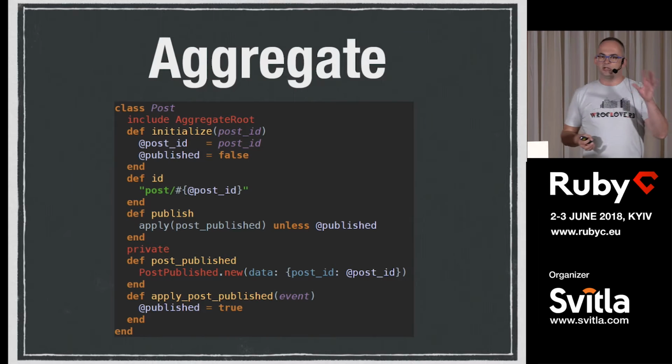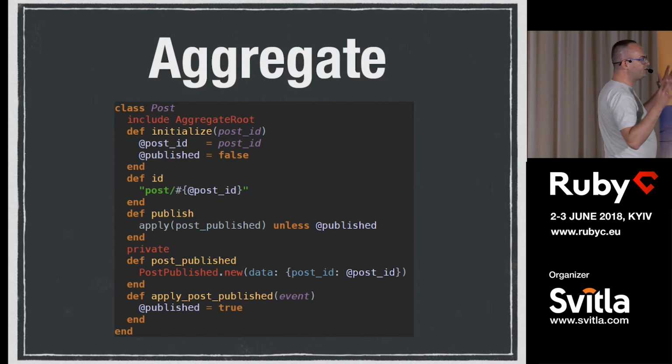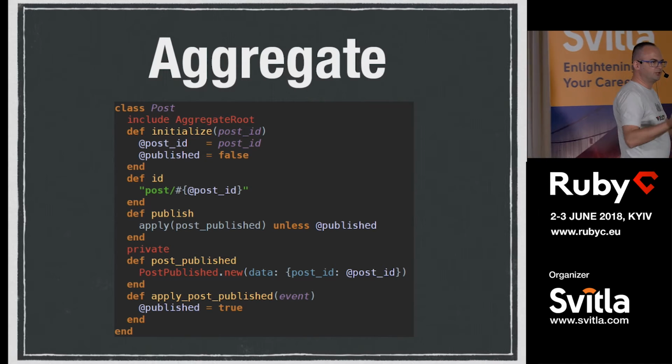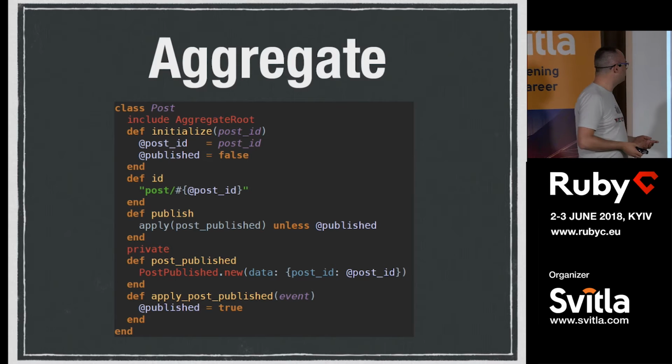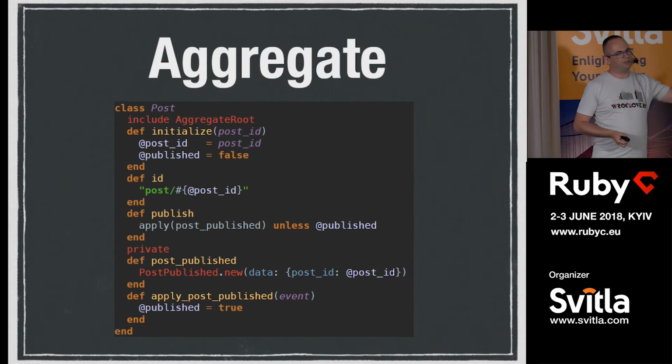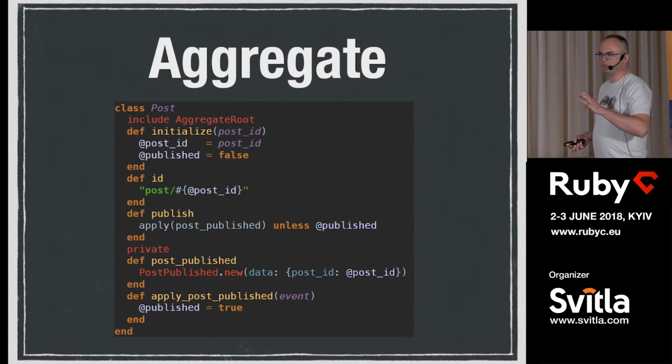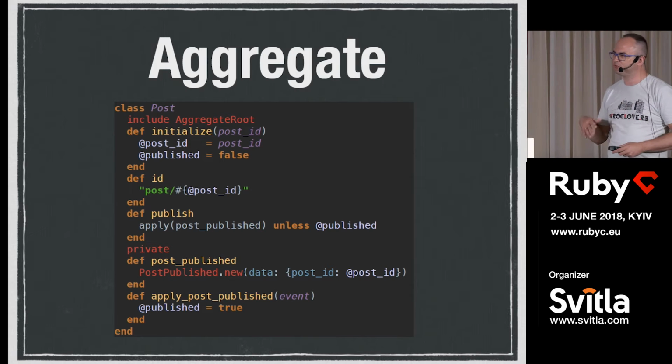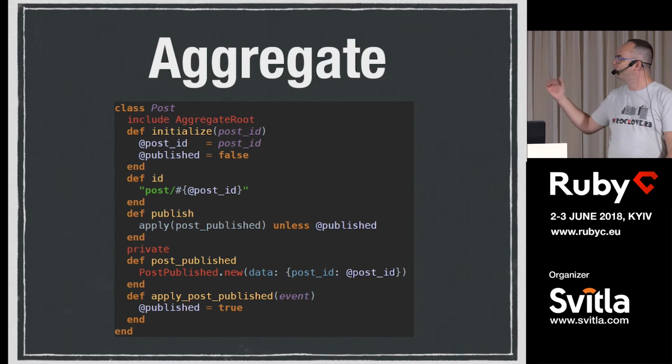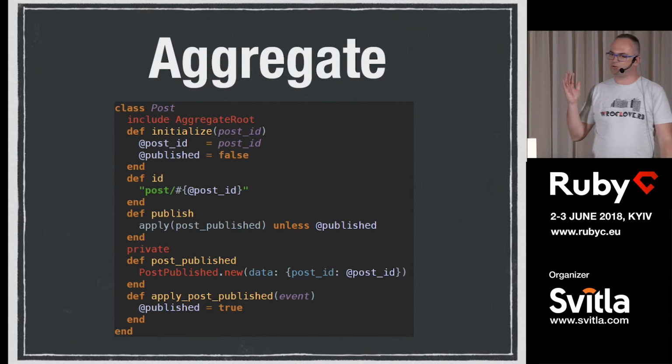So here is how aggregate looks like. Aggregate, think of it as the post object in the blog application, typical blog application. So we have the include aggregate root. I'm not happy about that. That's something because I didn't want my domain classes to be infected with framework code. We will probably find some way of dealing without it, but for now it's there.